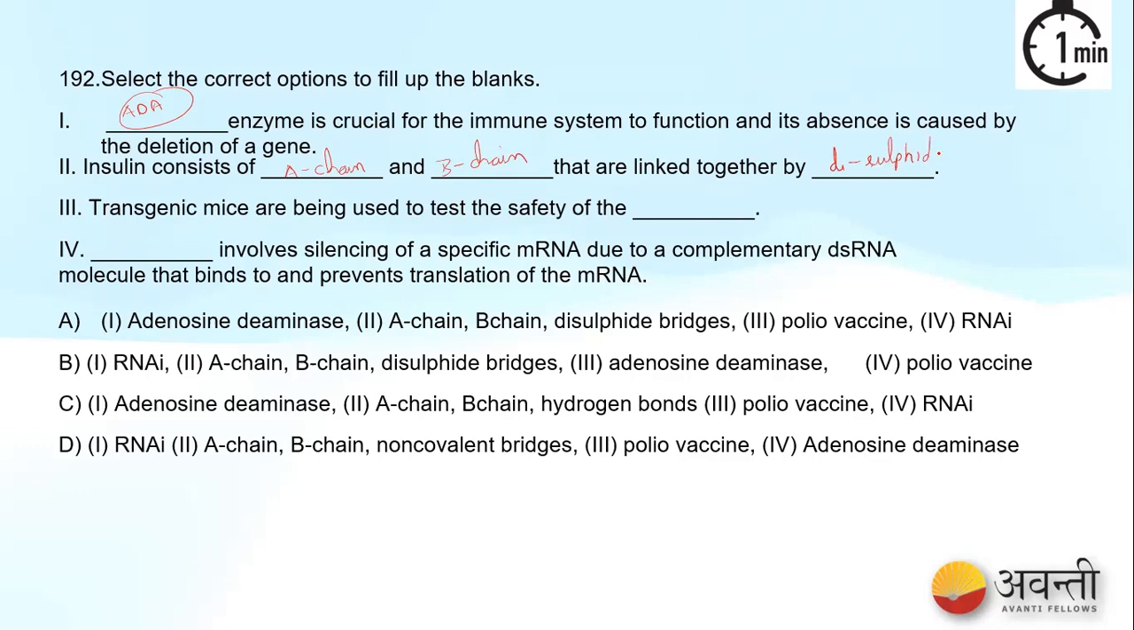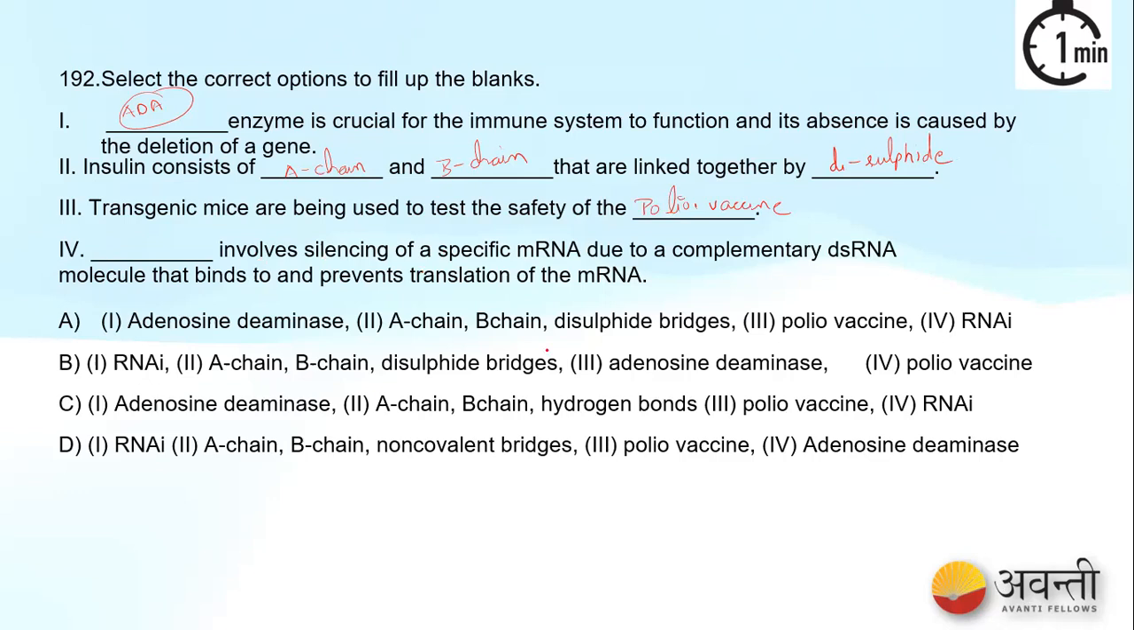Disulfide bridges. Okay, so this is the correct option. Next one. Transgenic mice are being used to test the safety of what? Basically, we use transgenic mice for testing the safety of the polio vaccine that kids usually take every year, right? So we use the same transgenic mice as an organism of experiment to check if it's safe enough for human beings. Okay, clinical trials. Next one.